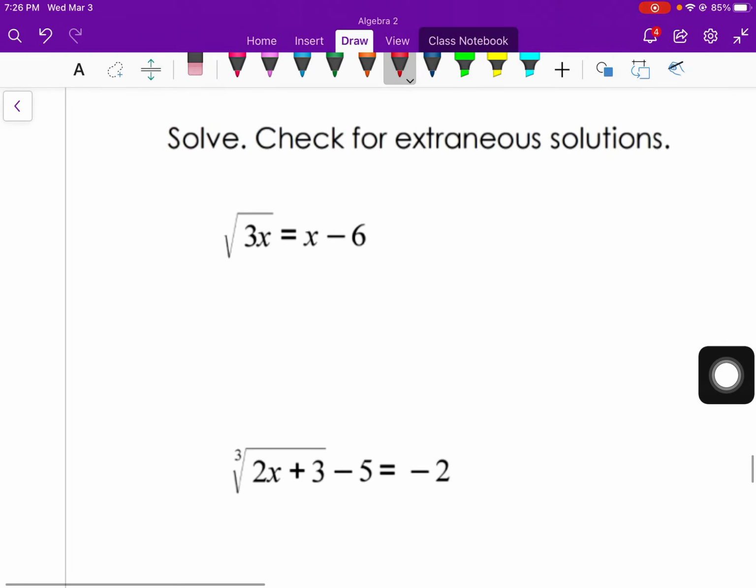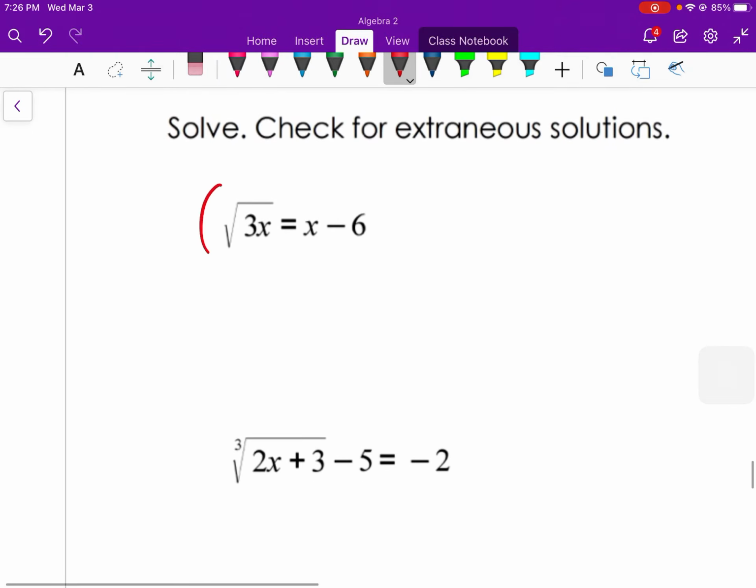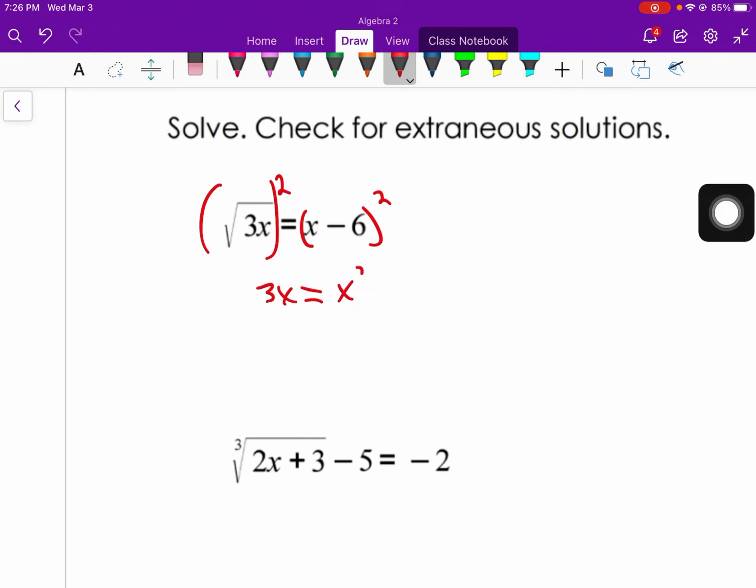Okay, so now some solving. We've done this most recently. We already have our root isolated, so we're going to want to square both sides since it's a square root. Do the inverse operation. So 3x equals, to save some time, I'm going to quickly distribute this. It's x squared minus 12x plus 36. That's when I distribute and multiply x minus 6 times x minus 6.